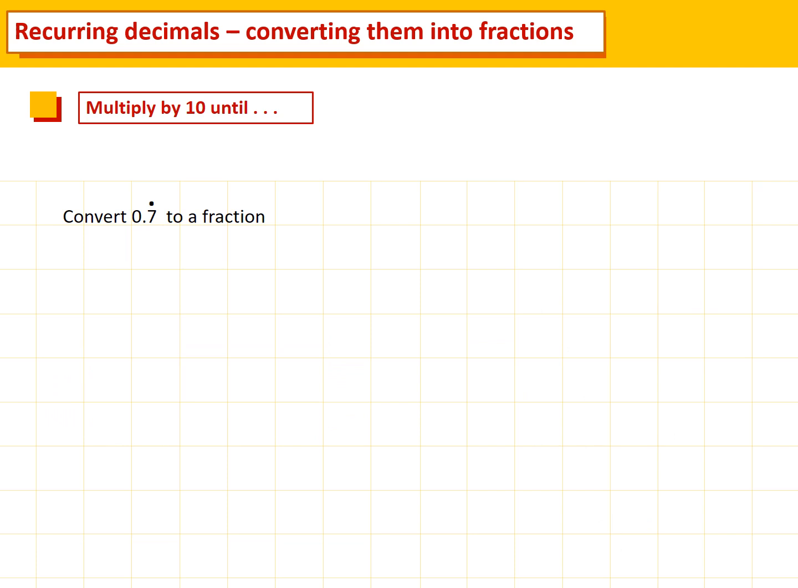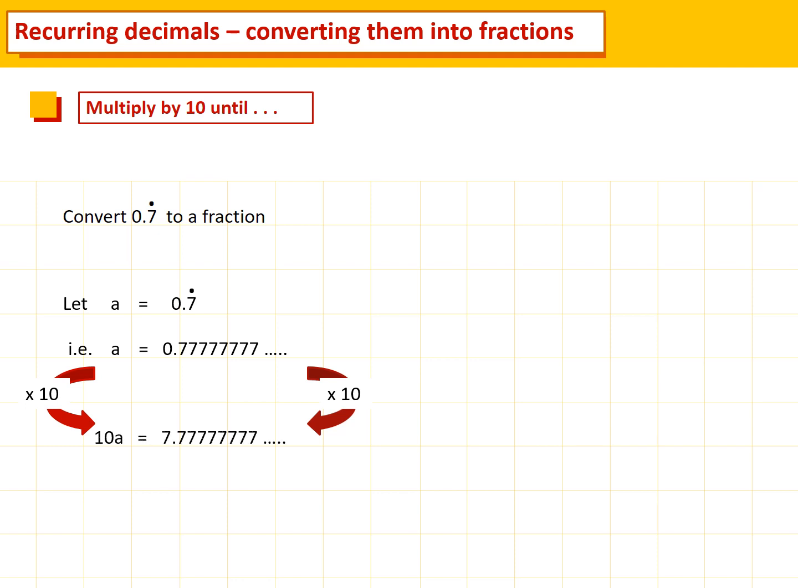Second example. Quickly run through this. It's very similar to the first, as you can see. What was the first step? Can you remember? Let A equal the recurring decimal. Let some letter. I've chosen A. Then we multiply by 10. A becomes 10A and 0.7 recurring becomes 7.7 recurring.